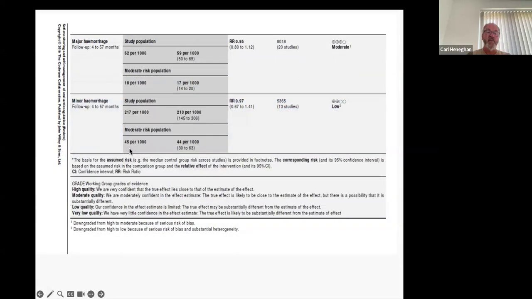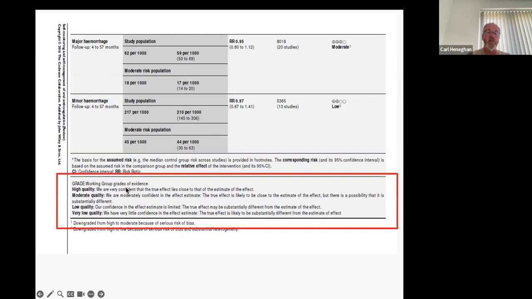Now, importantly, at the bottom of the table, you'll see the GRADE Working Group grades of evidence. What it tells you is simple definitions. What does high quality mean? Well, we are very confident that the true effect lies close to the estimate of the effect. In effect, this outcome, we consider is true based on this evidence. But if you've got very low quality evidence, we have very little confidence in the effect estimate. The true effect is likely to be substantially different from the estimate of effect. And so these grades here are moderate. For major hemorrhage, it's moderate, and moderate means we are moderately confident in the effect estimate.